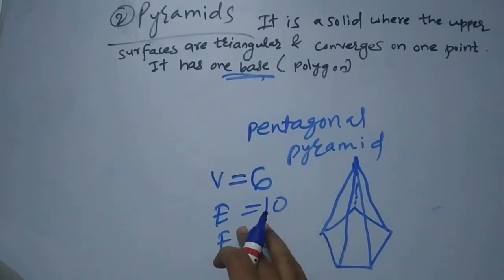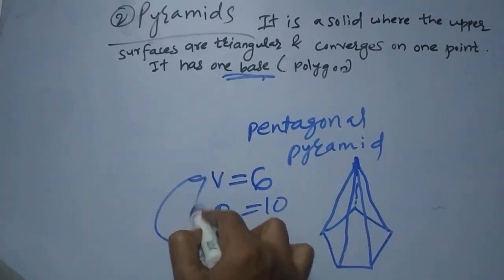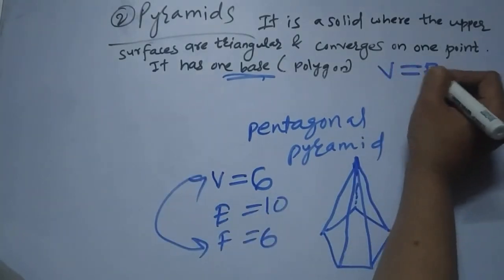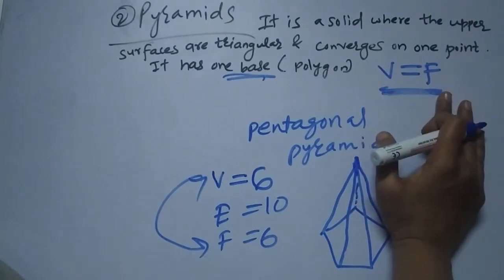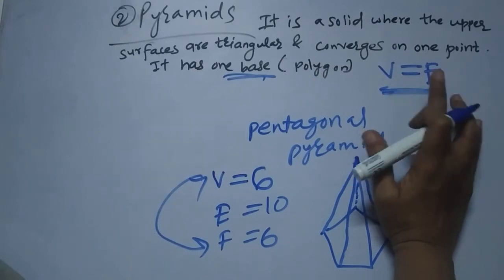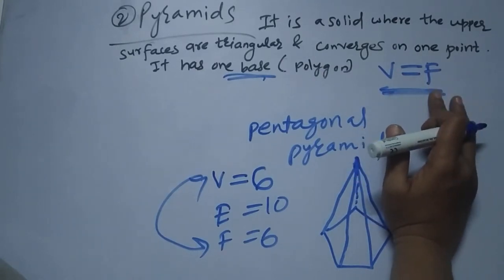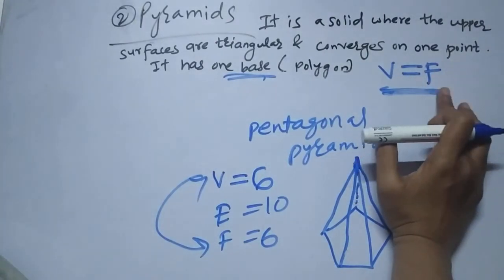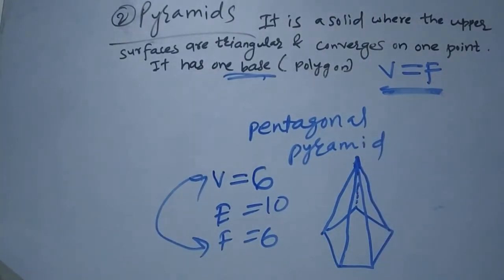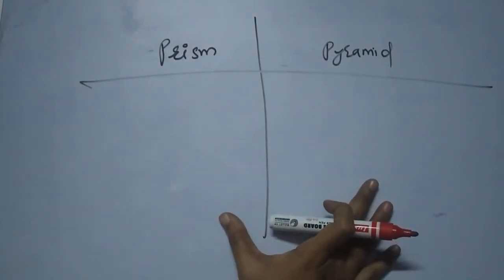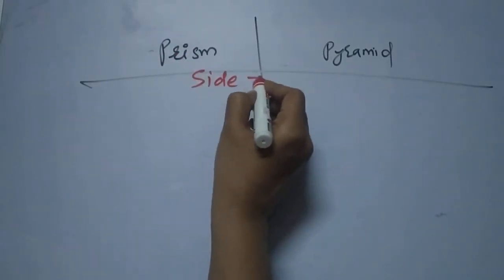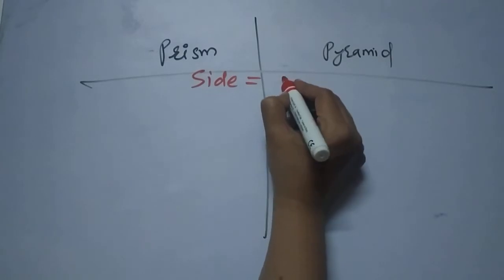If you notice, the number of vertices and the number of faces are the same. V is equal to F. Always remember, in a pyramid V is equal to F. If you find the number of vertices is equal to the number of faces, then you can say it is a pyramid. So now we can easily get the faces, vertices and edges. In both cases, the number of sides is equal to the number of sides of the base.